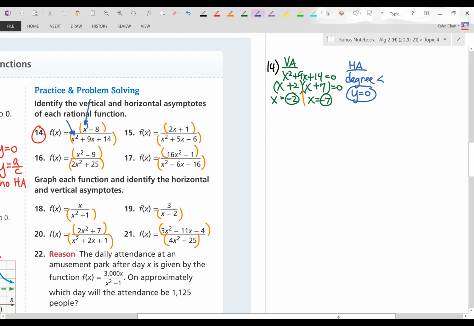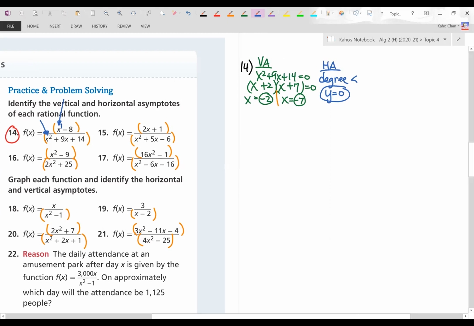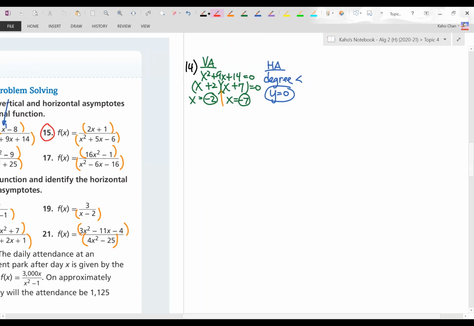Number 15. Any questions on 14? Okay. I'm going to scooch on over to the right here for number 15 and go through the same process. A lot of factoring going on here, right? All right. Vertical asymptote looks at the denominator.